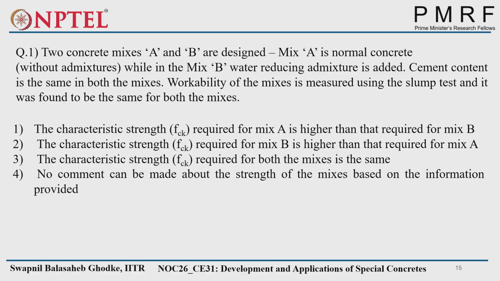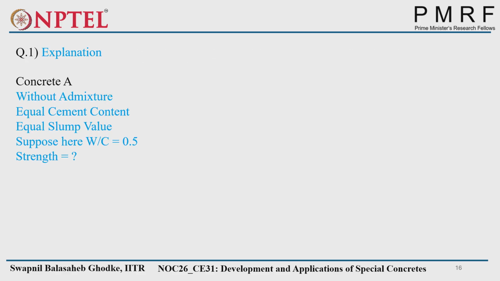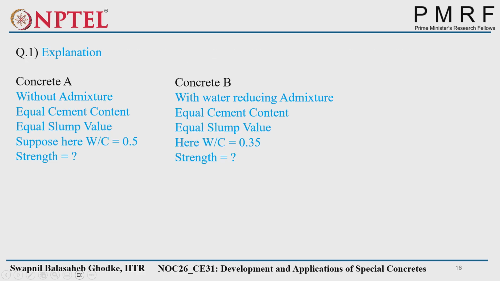Mix A is higher. The second option someone told is that mix B is higher than A, right? Yes. Why? Although we kept the same cement content, we are getting the same slump value, but we are using a water reducer, meaning we already reduced the water content. So the reduced water content in mix B indicates higher strength. So that's why the second option.